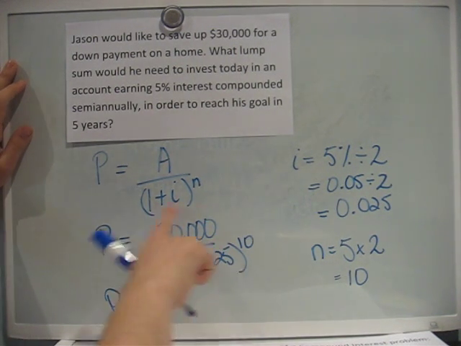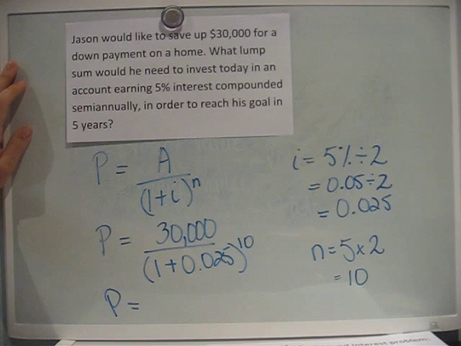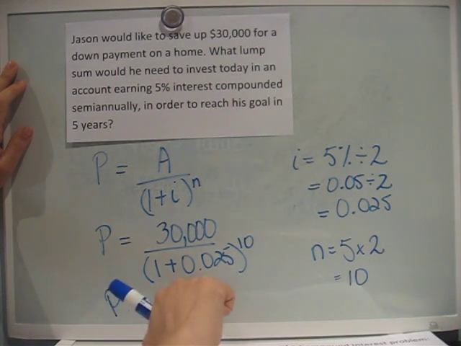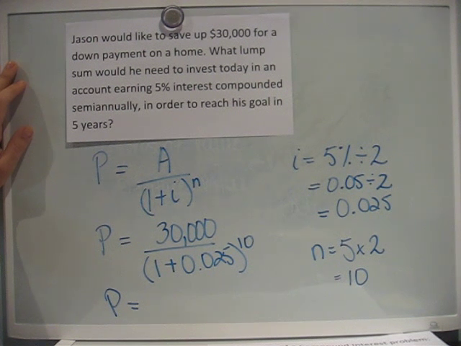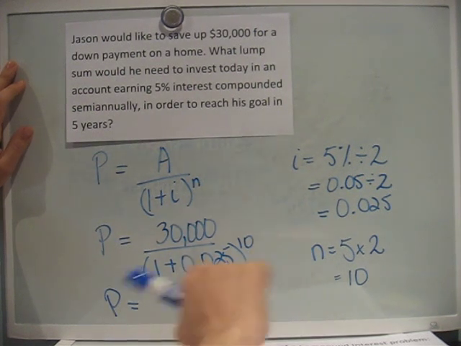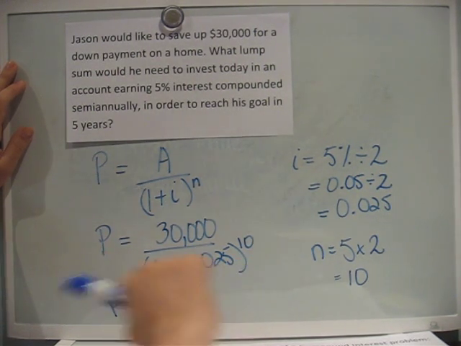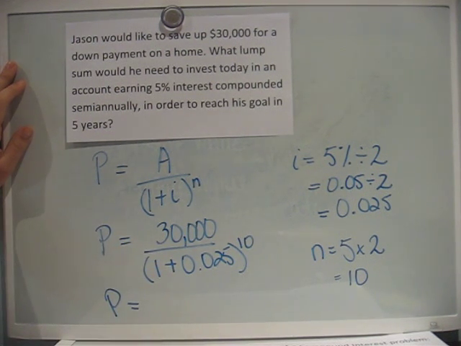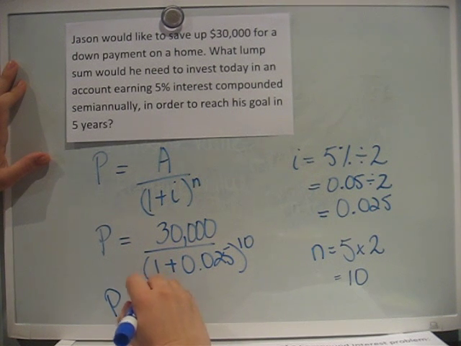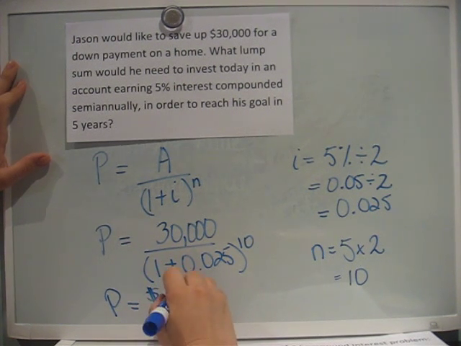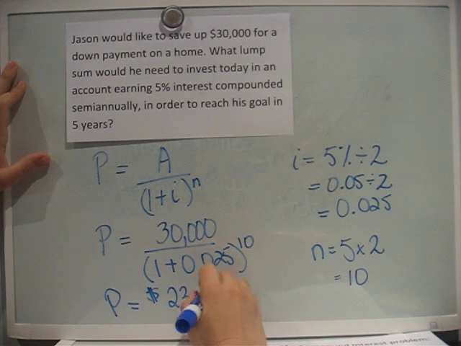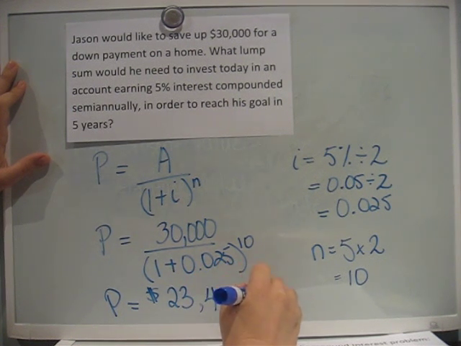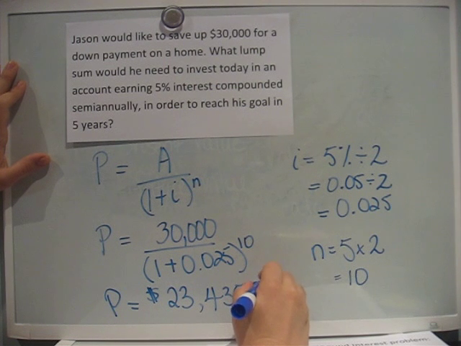Now to actually compute this, we have to do the correct order of operations, which is brackets first. So we'll be adding inside our brackets first, 1 plus 0.025. Once we've added that amount, we can take it to the exponent 10, do that exponent next. Once you've computed the exponent value, then you can take 30,000 divided by that value. When you divide it, you get a final answer, $23,435.95.